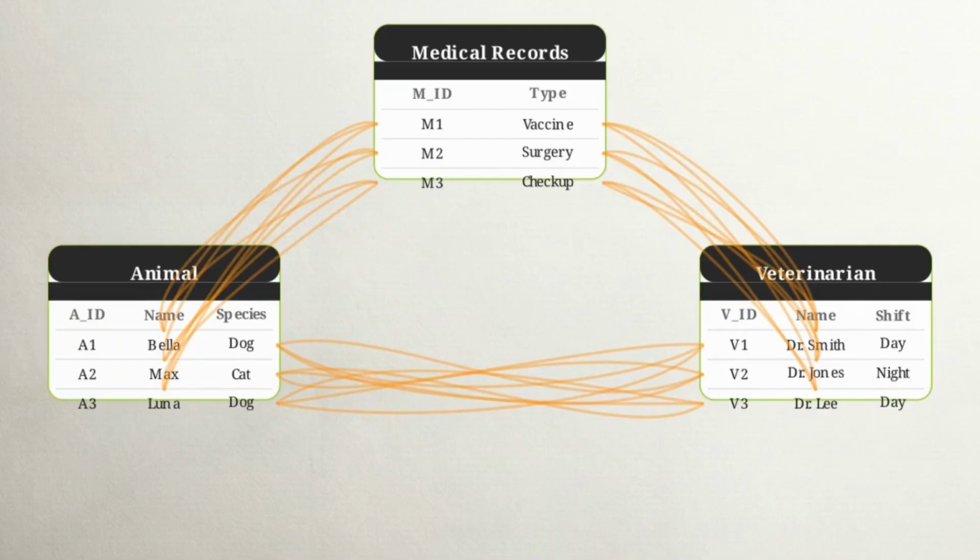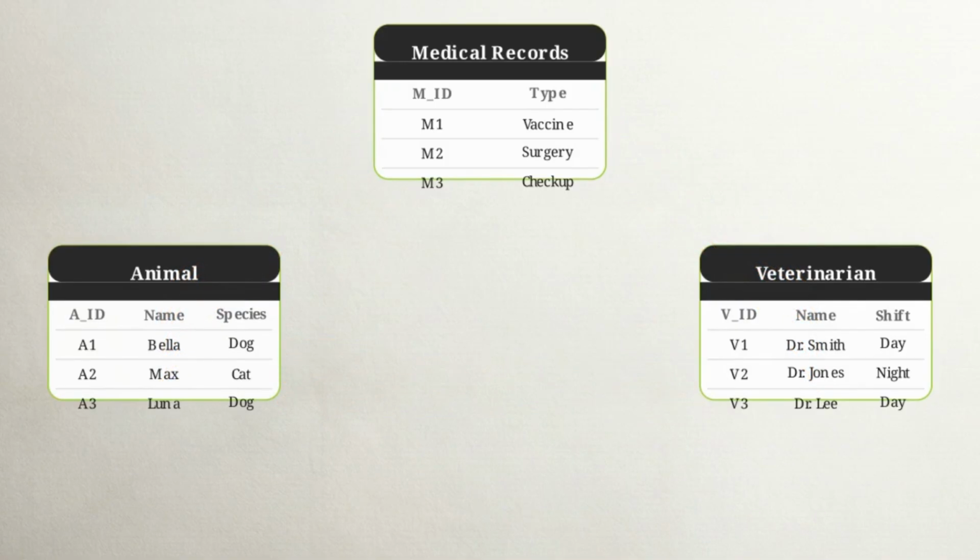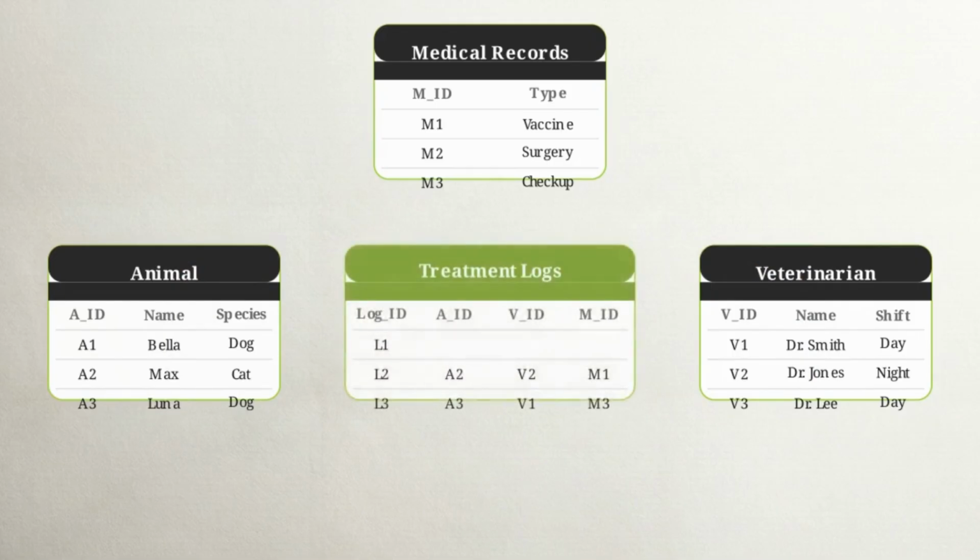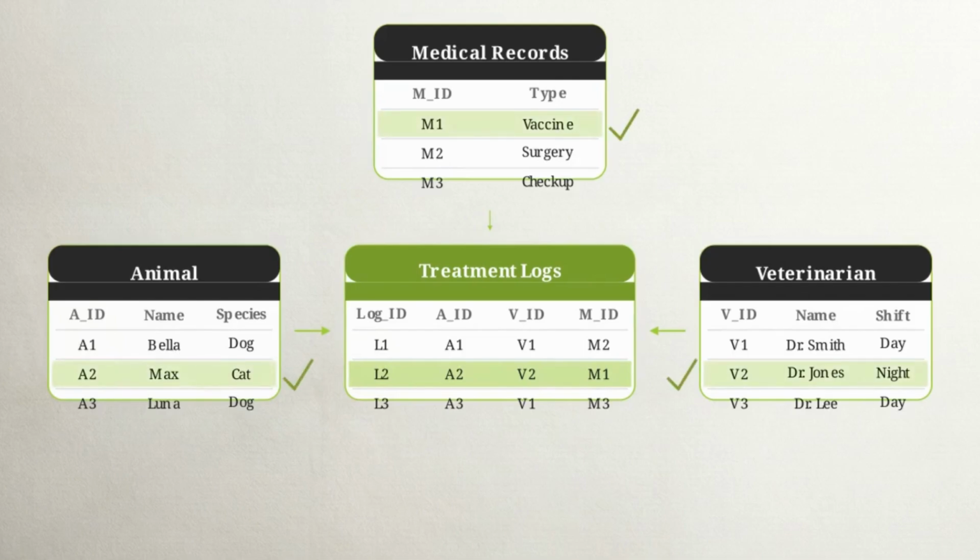This is a classic many-to-many cardinality conflict, and it directly threatens the mathematical normalization of our database. To resolve this, system architects engineered a junction table. We place a new entity called treatment logs centrally between them, linking the tables using foreign keys. Now, a single data entry in the treatment logs table simultaneously updates the veterinarian's operational schedule and the individual animal's medical history, entirely avoiding data duplication.